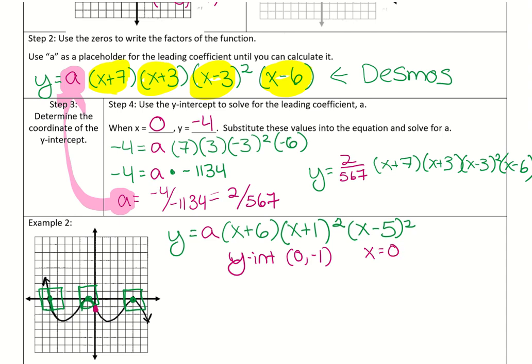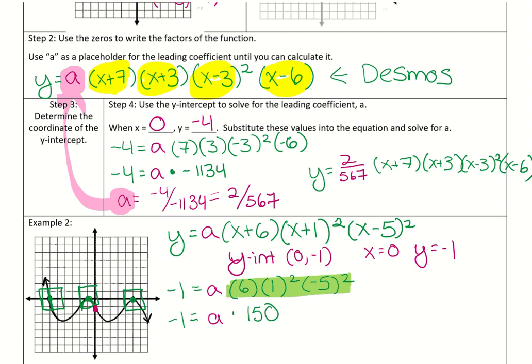So wherever x equals 0, we're going to let y equal -1. And we're going to substitute that into our equation so we can solve for a. So -1 equals a, and then we're going to put 0 in for all of our x's. So 0 plus 6 is 6, 0 plus 1 is 1 squared, and then 0 minus 5 is -5 squared. We'll put this in our calculator and clean it up a bit. After you put that in your calculator, you will get -1 equals a times 150. So finally, to get a alone, it's being multiplied by 150, so we'll undo it by dividing by 150.